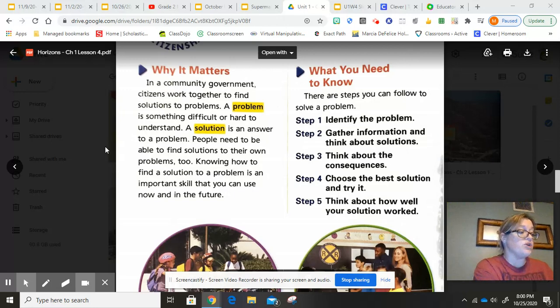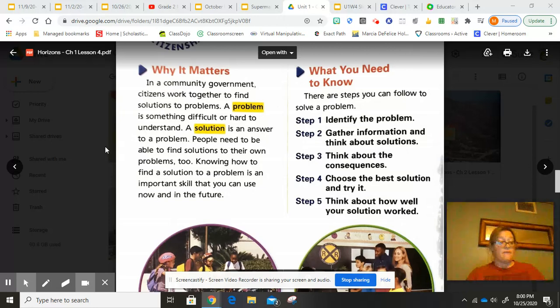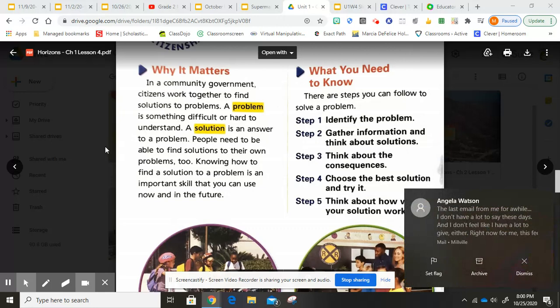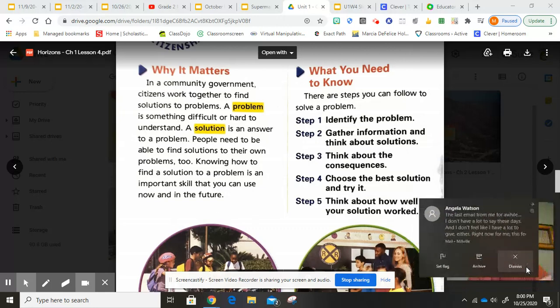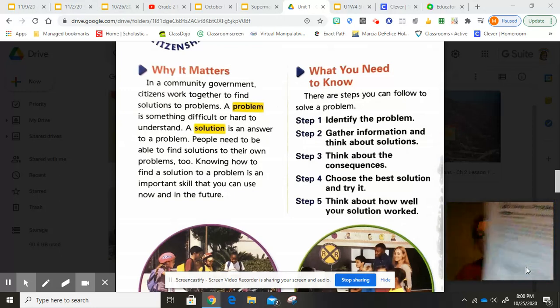Okay, so what I want you guys to do is in your binder, in your social studies folder, you have this school to home social studies packet that I made for you. Okay, and I want you to turn to page 6. So, this is what page 6 looks like. It says solve a problem. Okay.